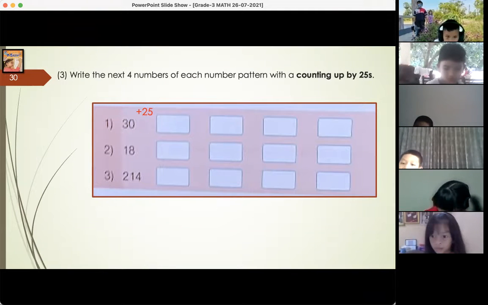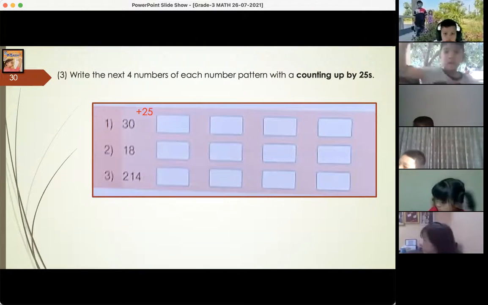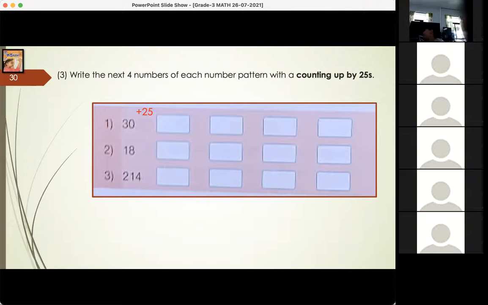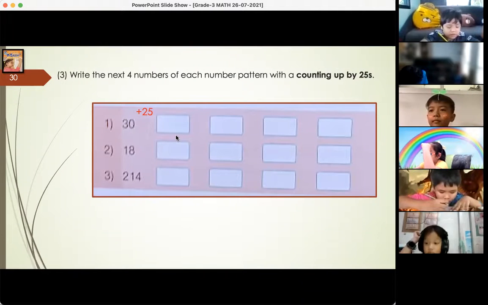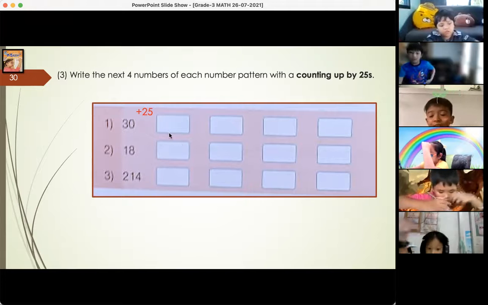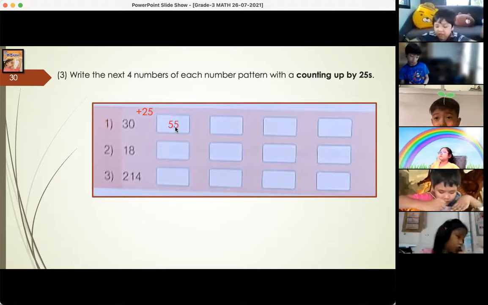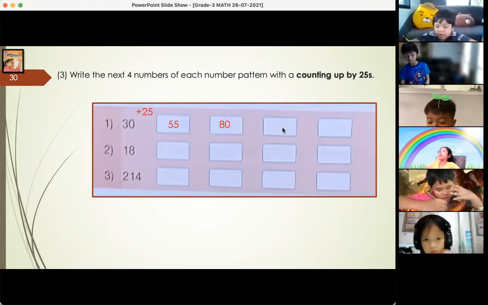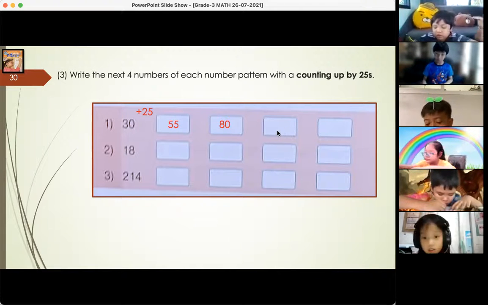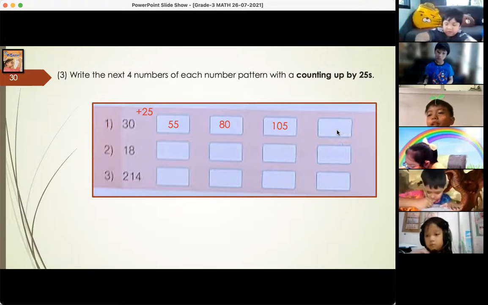All right, let's answer number 1. Who wants to answer number 1? Anyone? What's your answer? Tick tock, tick tock. Any volunteer? Achi, go. What are the next 4 numbers? 55. Yes, 55. Next. 80. Very good. Next. 105. Very good. Next. 130. Excellent.